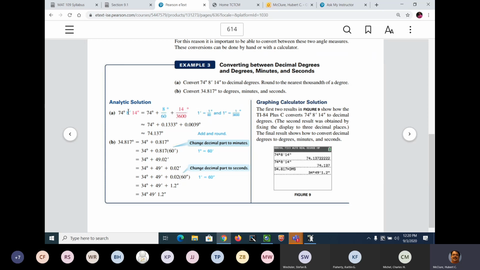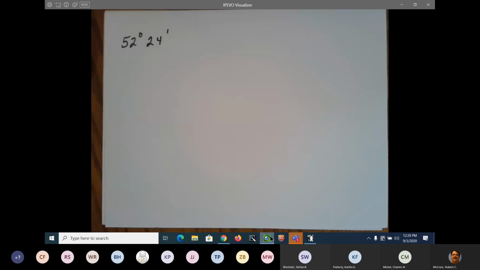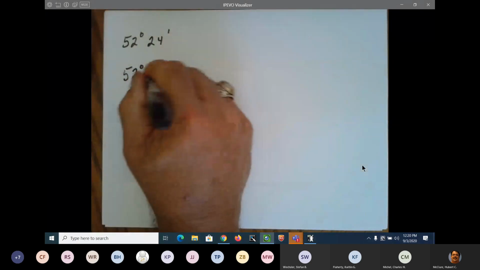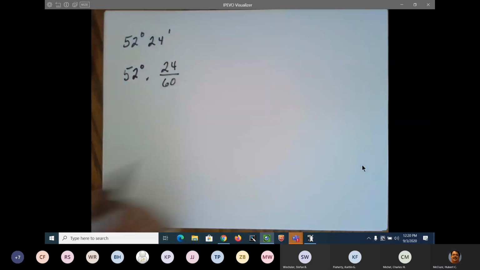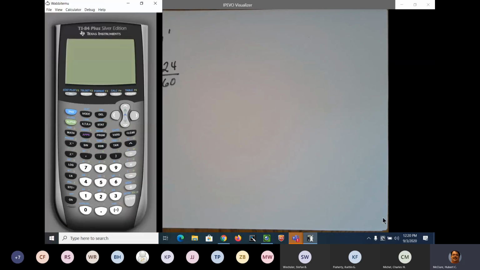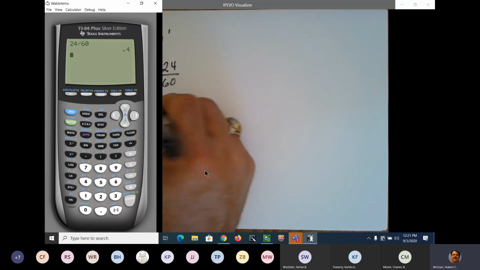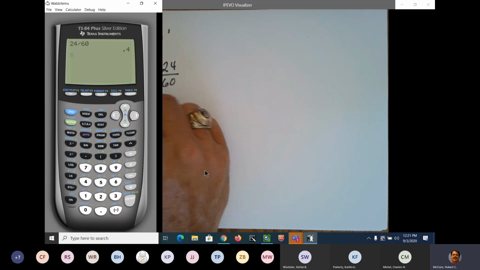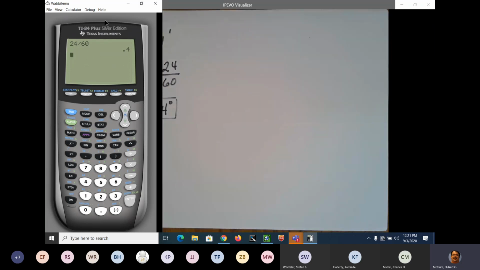So we've got minutes, so we just divide by 60. So 52 degrees and 24 divided by 60. So I'm going to take my 24 minutes and divide by 60. And that's going to be 0.4. So my answer is 52.4 degrees.